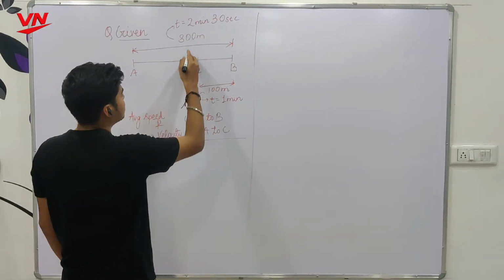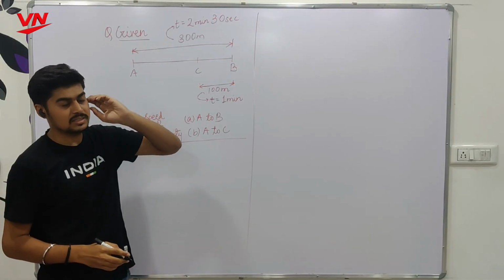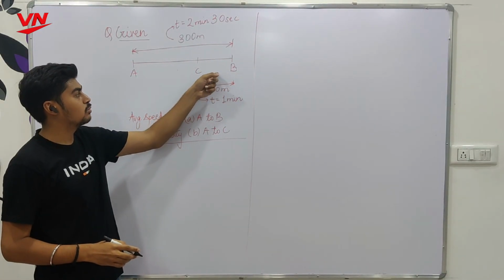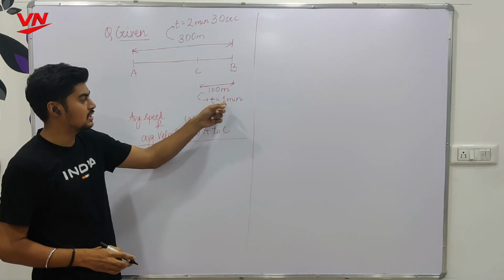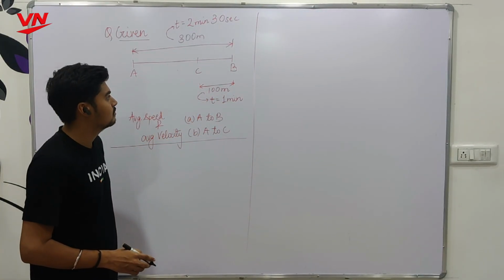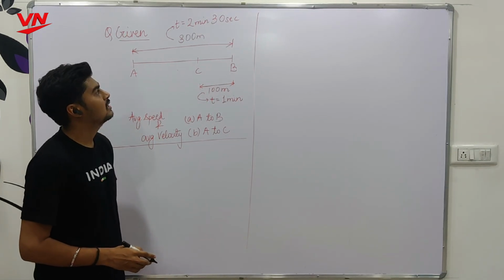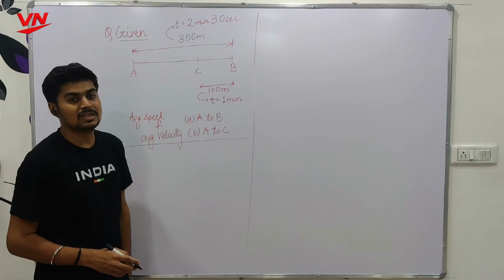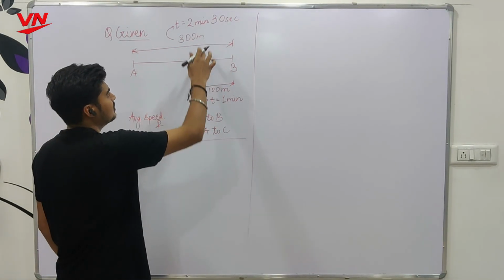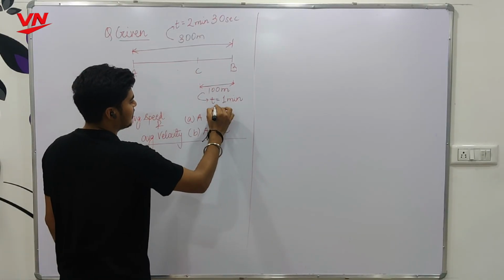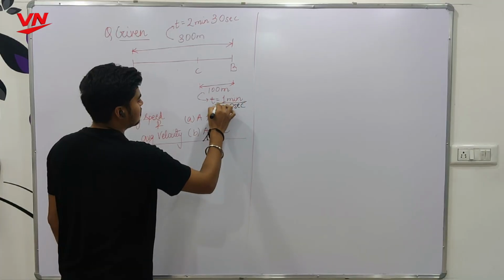From A to B, the distance is 300 meter and the time it will take is 2 minutes and 30 seconds. Then it comes back to a position C, covering a distance of 100 meter in 1 minute. Now tell me, do I need to convert any physical quantity or unit into another SI unit? Yes. As you can see, distance is in meter, so time must be in second. Convert this time into seconds. 1 minute will be 60 seconds.